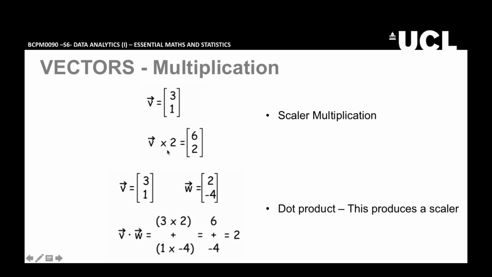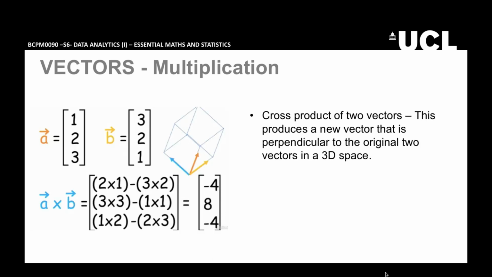The scalar multiplication is also very easy. Basically we are going to multiply each component of the vector by the scalar. The dot product is also quite easy, and this will produce a scalar. You can see here how to calculate the dot product: basically multiply component by component and then sum both components.